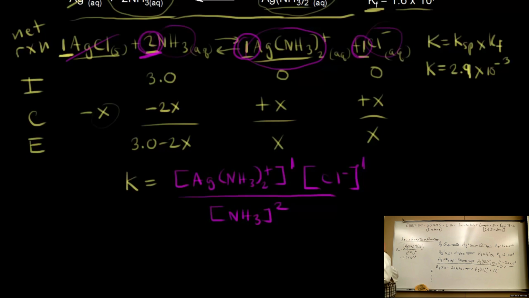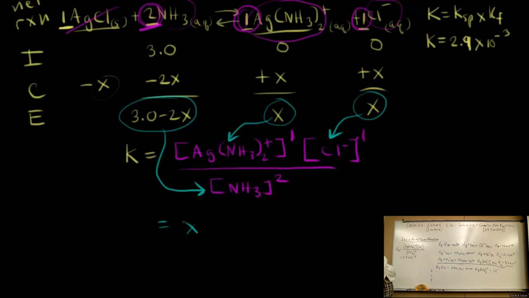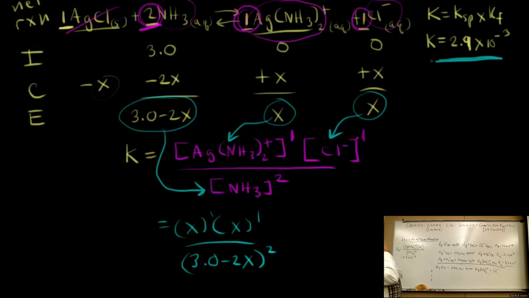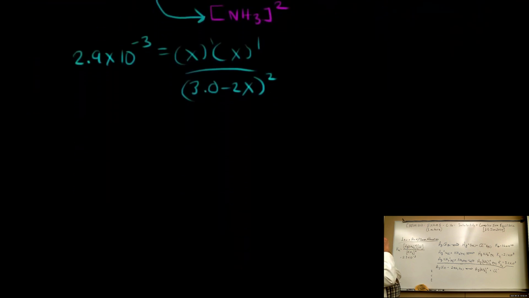Next, we plug in our equilibrium concentrations. So our equilibrium concentration of ammonia is 3 minus 2x, our equilibrium concentration of complex ion is X, and our equilibrium concentration of chloride anion is X. So on the right side, we would have X to the first power times X to the first power, all over 3 minus 2x to the second power, so squared. And then we can plug in our equilibrium constant K, which is 2.9 times 10 to the negative third. So 2.9 times 10 to the negative 3 is equal to, on the right side, we would have x squared. So let me write this out. We would have x squared over 3 minus 2x squared is equal to 2.9 times 10 to the negative third.